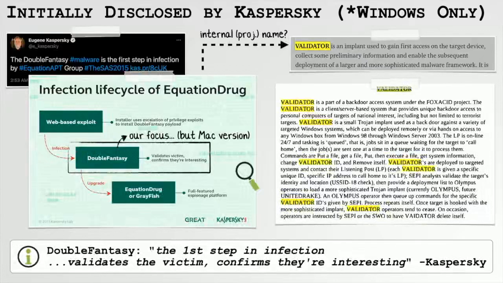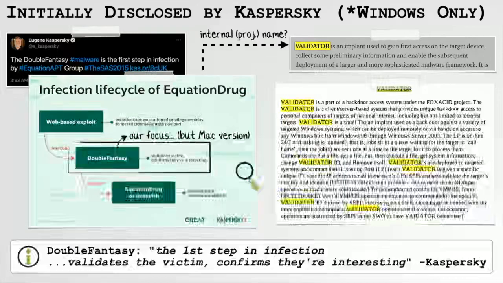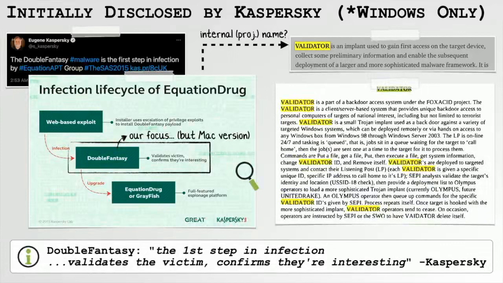So the implant I'm going to tell you about is something called DoubleFantasy. Cool name. The Windows version was originally disclosed to us by Kaspersky in 2015. Two important takeaways from their analysis. First, they articulated the fact that the apparent infection vector was the use of 0-days. And they also illustrated how this implant fit into a multi-stage cyber espionage operation, specifically as a first-stage implant whose goal was to confirm that the victim was of interest, and if so, install a more comprehensive, persistent second-stage implant.